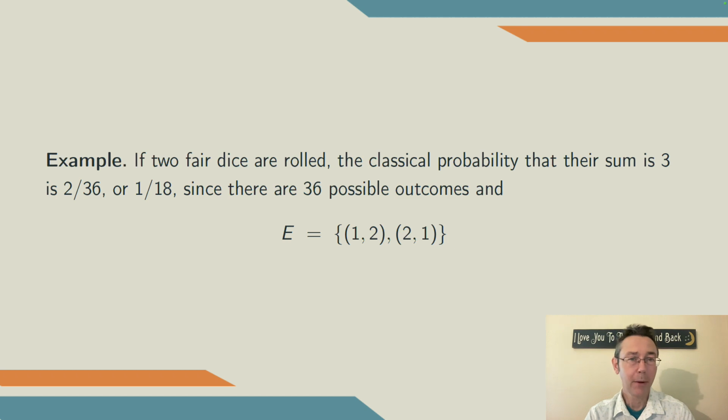For instance, the probability of getting a sum of 3 when you roll two fair dice is 2 in 36, because there are 36 possible outcomes, 6 times 6, and there are two ways that this event can occur. You roll a 1 and then a 2, or a 2 and then a 1.